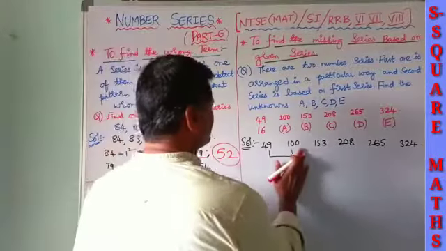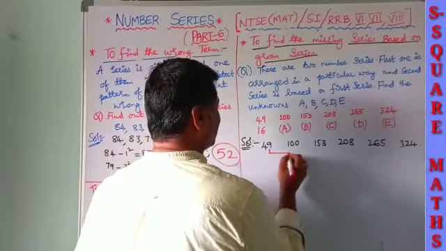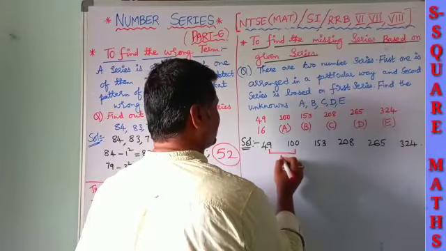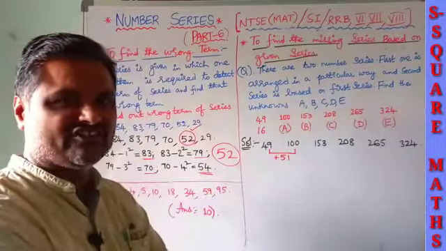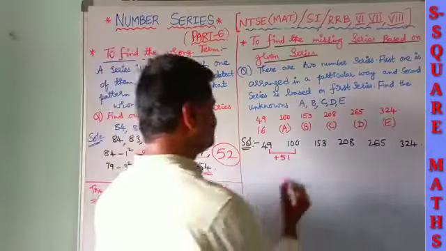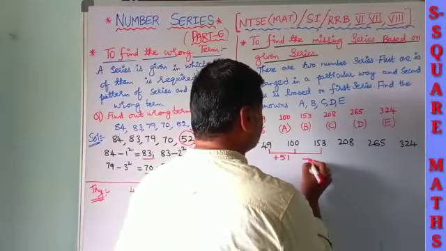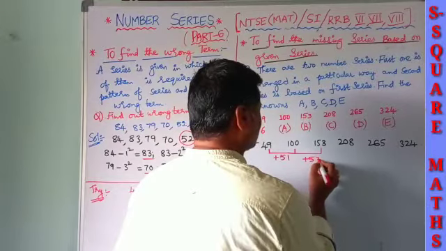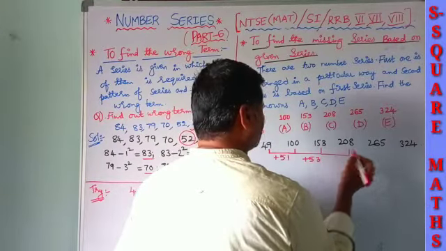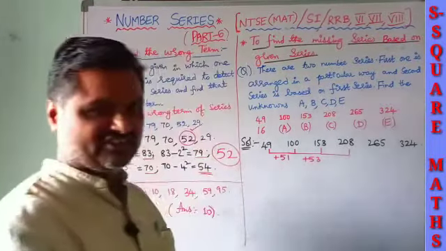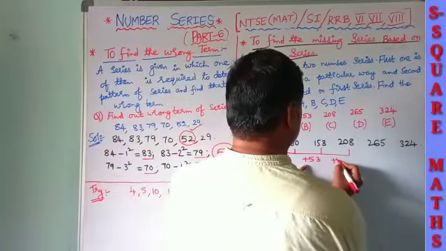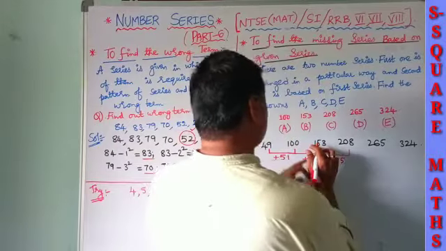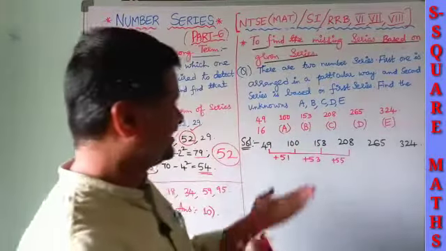So here the difference between 49 and 100 is nothing but 51. I can say that 49 plus 51 is 100. Next, 100 plus 53 is 153. 51 and the next, 53, are odd numbers. Again, let us go for plus 55. So 153 plus 55, you should get 208.